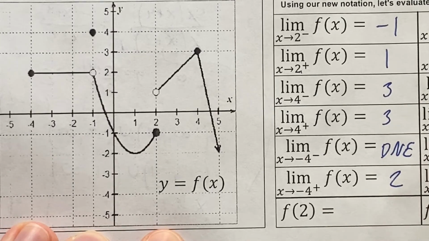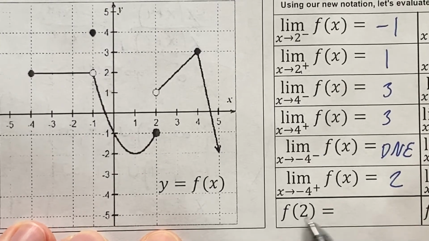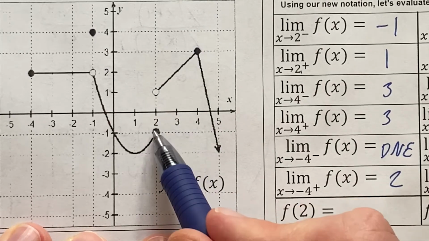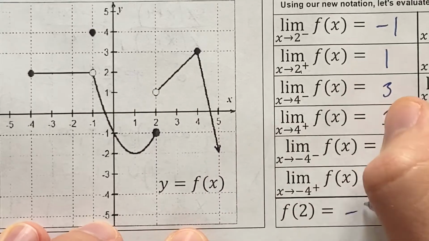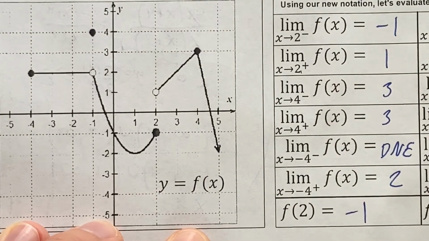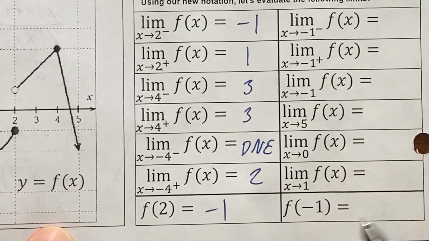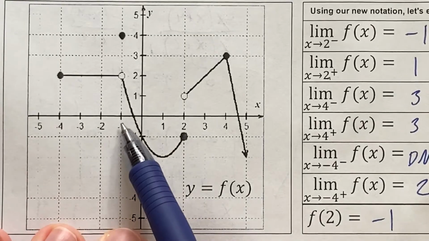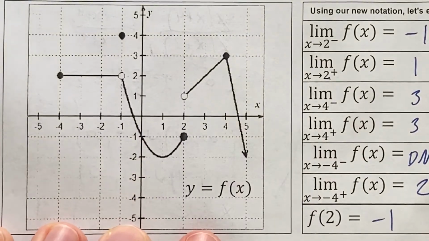Okay. All right, let's look at this. f of 2: if I were to plug in 2 for x, I'd get -1. Okay. While we're down here, f of -1: if I were to plug in -1 for x, I'd get 4.